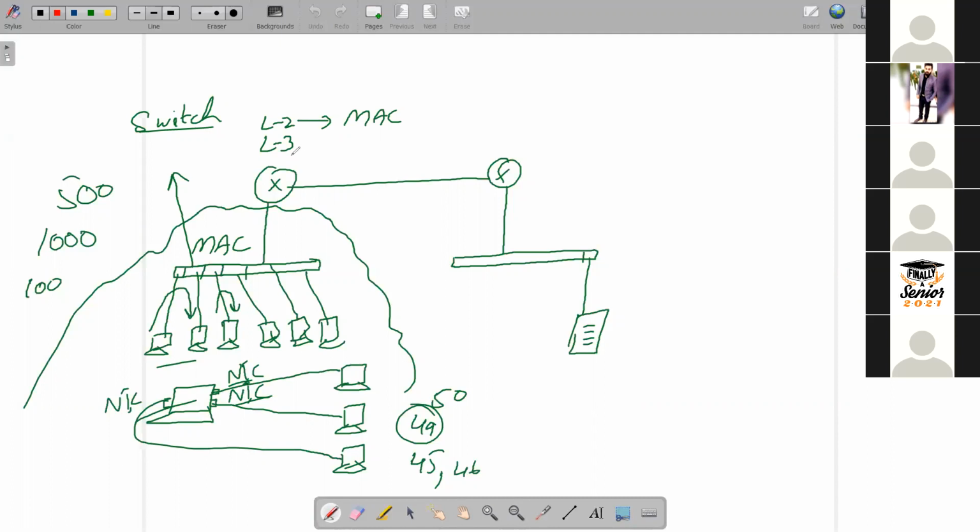But we have layer 3 switches, which we call multi-layer switches. This kind of switch has the capability of layer 2 and layer 3. That means they can work on the basis of MAC addresses and they can operate on the basis of IP addresses as well. But if we talk purely about layer 2 devices, the layer 2 switches, they only work on the basis of MAC addresses.